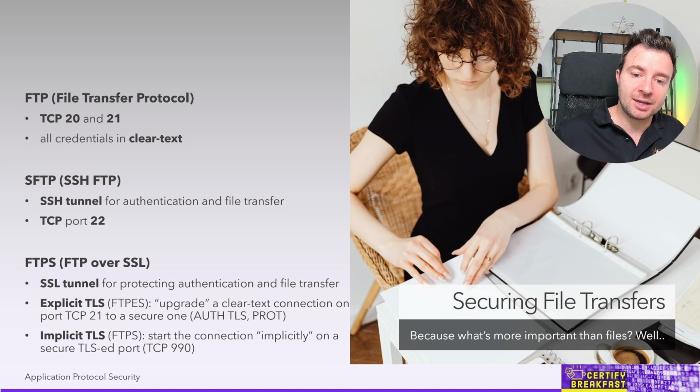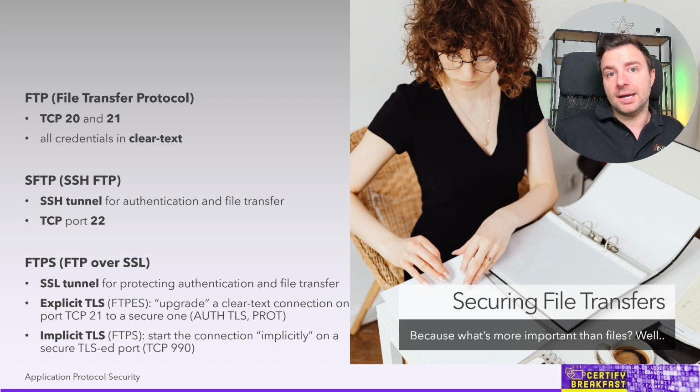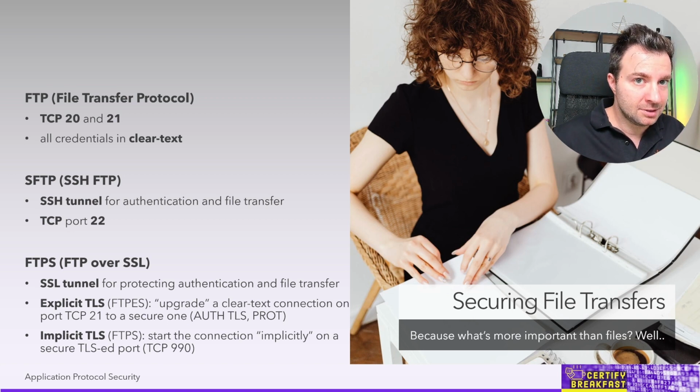If we start by communicating in a secure manner from the very beginning, we have to use a different port, because the application needs to know that whatever comes on port 21 is clear text. Whatever comes on TCP port 990 is going to be a secured FTP connection, secured implicitly with TLS.